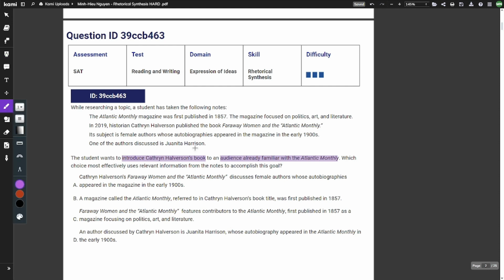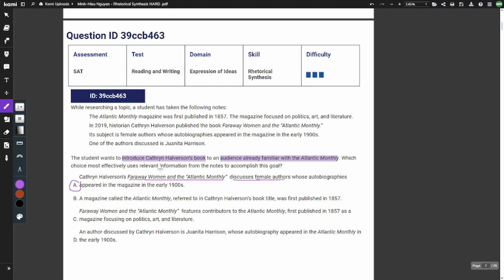So let's go through our answer choices now. Catherine Halverson's Faraway Woman and the Atlantic Monthly discusses female authors whose autobiographies appeared in a magazine in the early 1900s. So, does this introduce her book? Yes. It talks about her book right here, and it says what the book is. It says that it discusses female authors. Does it address it to an audience already familiar with the Atlantic Monthly? Yes, because it doesn't provide any background information on what the Atlantic Monthly is. So our answer is going to be A.